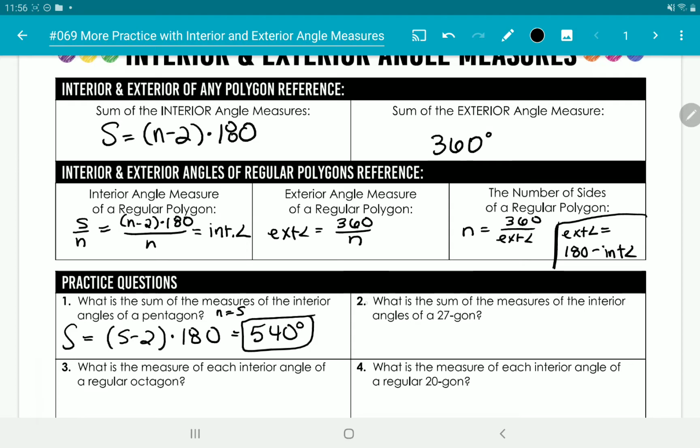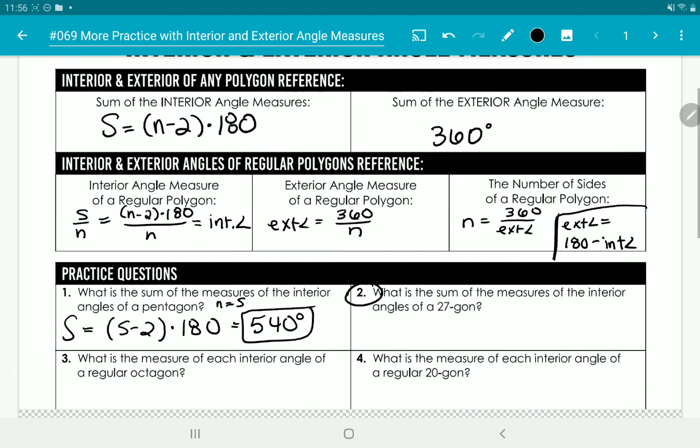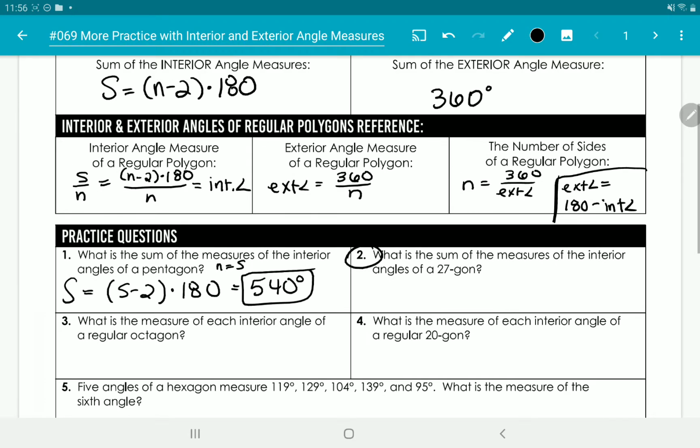Okay, I want you to go ahead and try number 2. It asks for the sum of the interior angles, so once again, you're going to be using this one. Figure out what n is and plug that in.